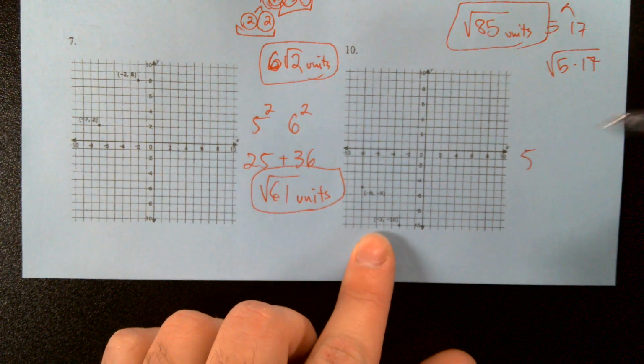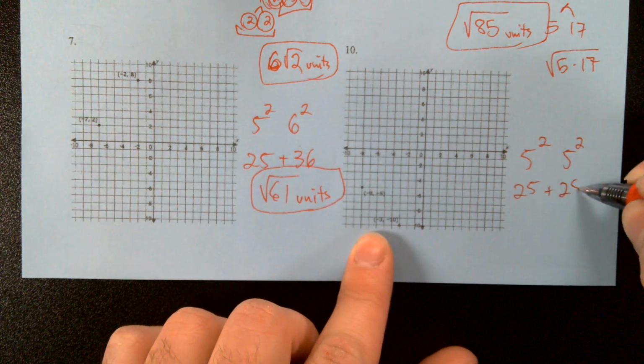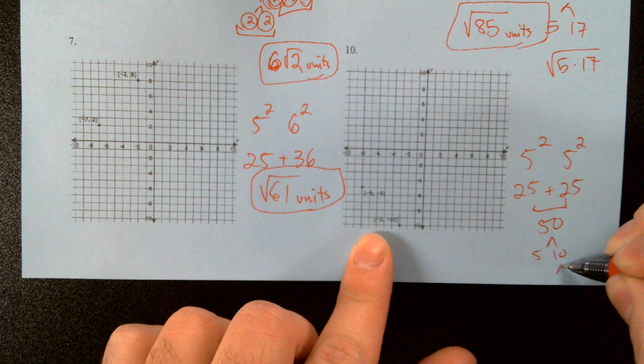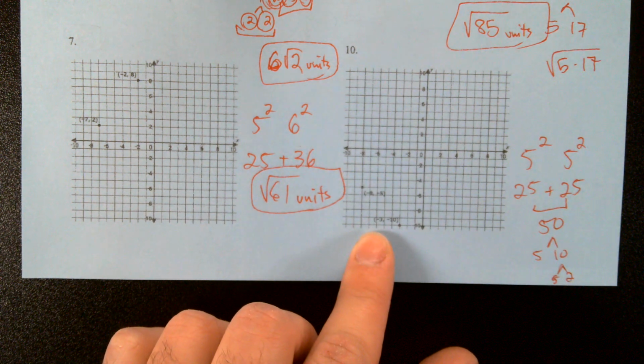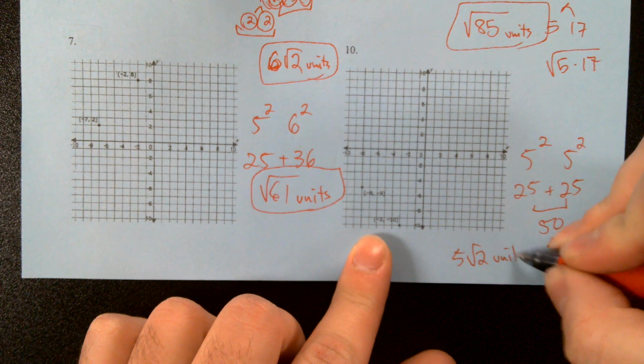And then for number 10, we've got 5 and 5. Square them up. 25 plus 25 gives us 50. 50 is 5 times 10. 10 is 5 times 2. So we get 5 root 2 units.